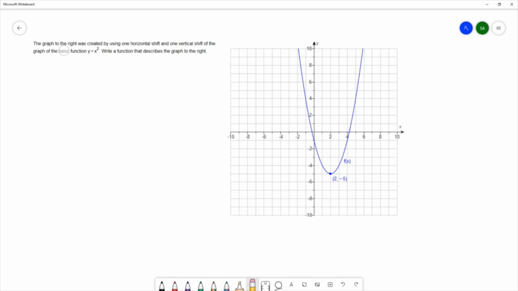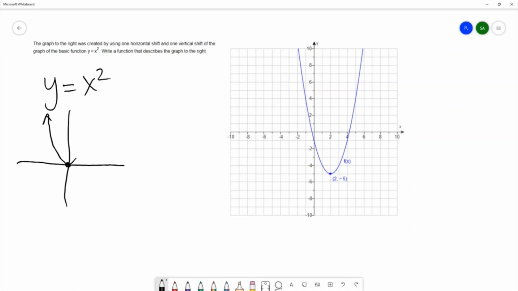The graph to the right was created by using one horizontal shift and one vertical shift of the graph of the basic function y equals x squared. Write the function that describes the graph to the right. So what I want you guys to remember about the basic function y equals x squared, it's the graph of a parabola like we see on the right, but the vertex of that parabola occurs at 0, 0, the origin. So we can see that the vertex of this parabola is not at 0, 0.